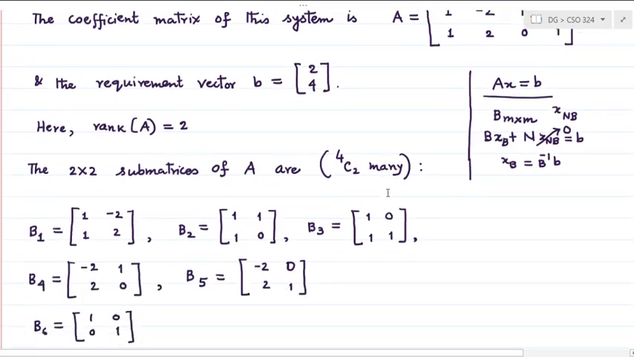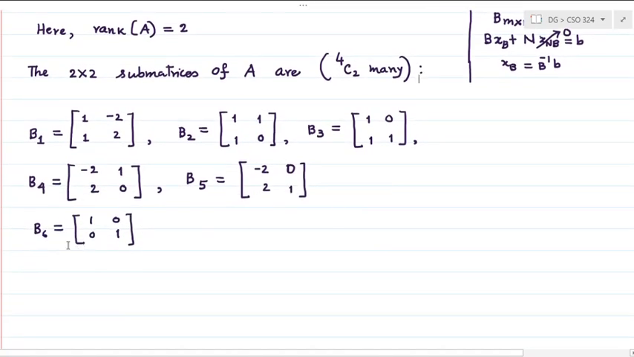Now let us check whether all of these are non-singular. At least one of them will be non-singular because the rank of the matrix A is equal to 2. Here, the determinant of B6 is equal to 1, which is non-zero, and therefore the rank of the matrix A is equal to 2. Since the submatrix you take, B6, 1 0 0 1, is a submatrix of A and is non-singular.